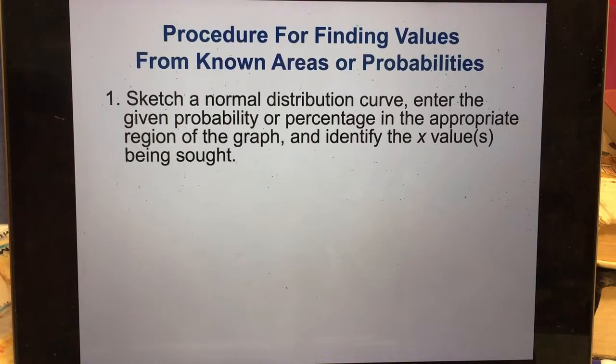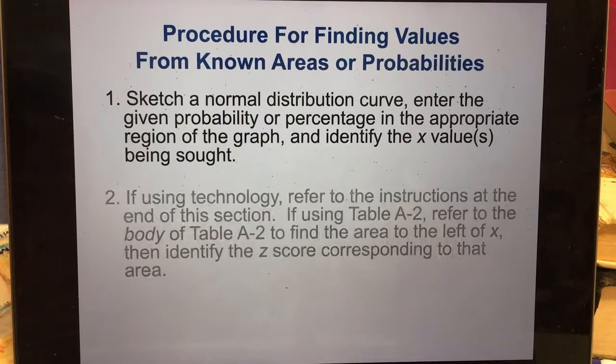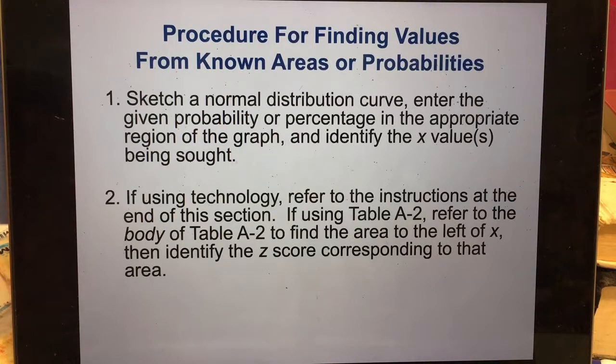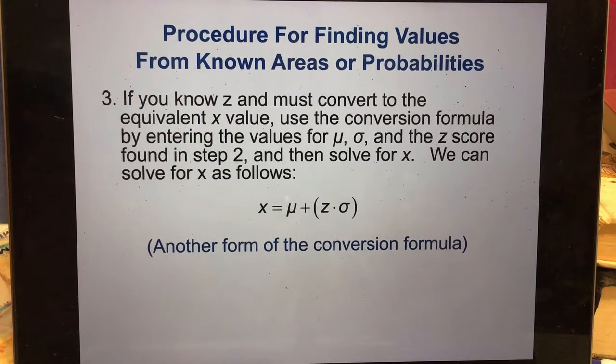Okay, so sketch a normal distribution curve, enter the given probability or percentage in the appropriate region on the graph, and identify the x values being sought. Okay, so how do we do that? If we're using technology, refer to the instructions at the end of this section. If using table A2, refer to the body to find the area to the left of x, and then identify the z-score corresponding to that area. Then we would have to go from z-score to x value to find the value that it goes with. So we're going to do some examples here in just a minute.